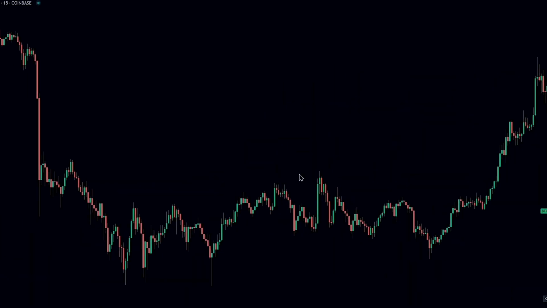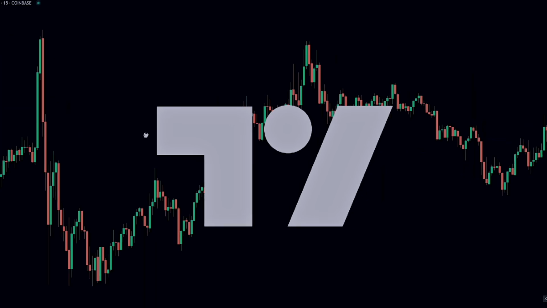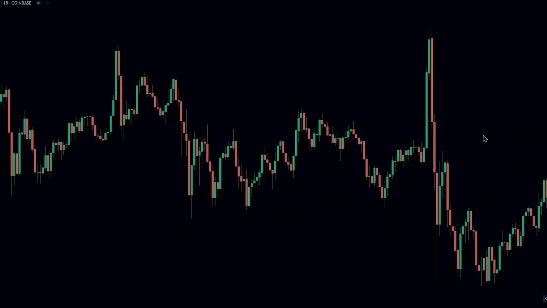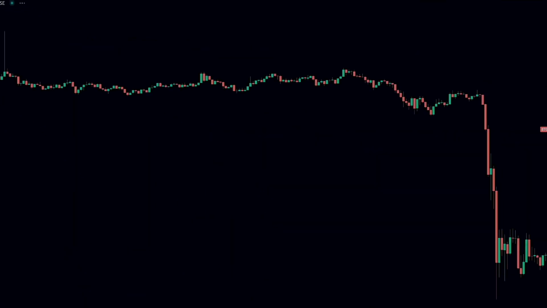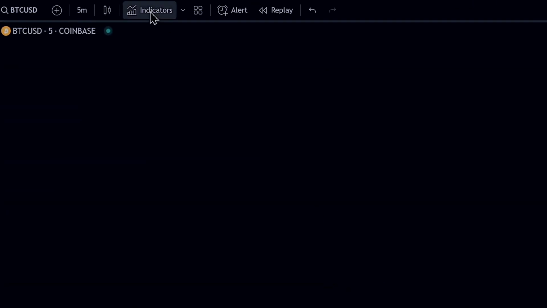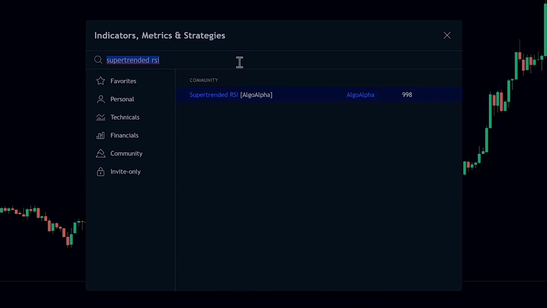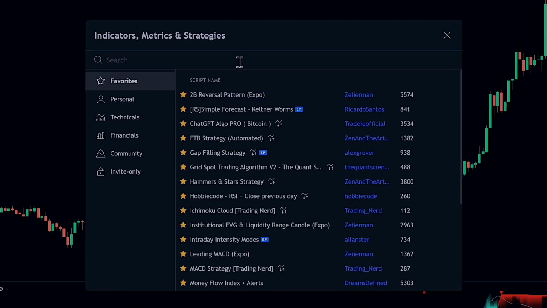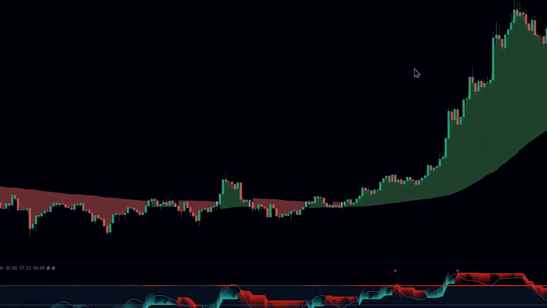To add this indicator to your chart, head over to TradingView, which is the platform I usually use. If you haven't signed up yet, you'll find the link in the video description. Next, load the 5-minute time frame of BTC USD, though keep in mind this strategy works across different assets and time frames. Then click on Indicators and search for SuperTrended RSI by Algo Alpha, my favorite author. Big shout out to them. For the second complementary indicator, search for SuperTrended Moving Average by this amazing author.